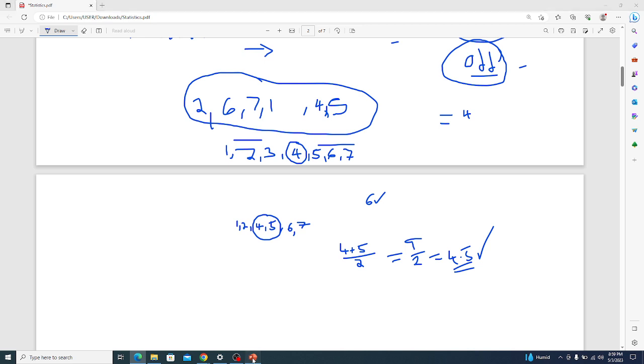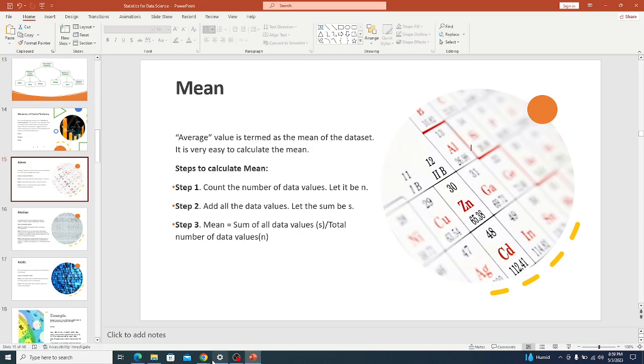I hope we are now good with those 3 measures of central tendency. We are all good. All right. So just to go through the slides, the average value is termed as the mean of a data set. It is very easy to calculate the mean. But before I continue, we usually have one big drawback of using the mean.